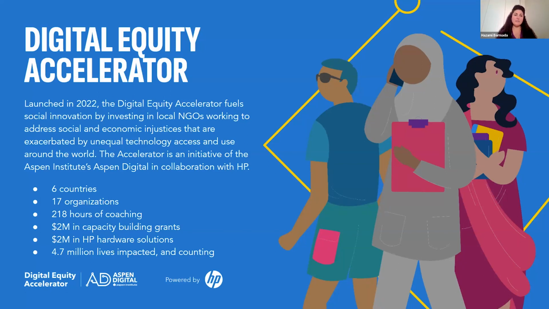We look specifically at nonprofit organizations that are addressing the inequality that is exacerbated by unequal access and use of technology. In the day and age that we're living in today, a lot of our world is digital. In a post-COVID world, and in some parts of the world still grappling with COVID, we started to see the importance of technology in a way that maybe we hadn't seen prior. To date, the accelerator is operating in 6 countries, investing into 17 organizations. We look at investing in organizations holistically, providing them with capacity building support, capacity grants, and hardware grants courtesy of HP, who is our collaborator in this initiative.